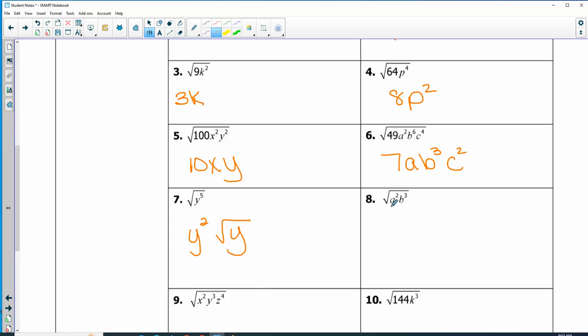So number 8, a squared. So what's the square root of a squared? Yeah, it's just an a to the first. If I have 2 a's, I can make 1 group of 2. If I have 3 b's, how many groups of 2 can I form? 1. 1 group, and there is 1 left. So the number that comes out is how many groups. And if it's an odd power, you're always going to have 1 left under the radical.